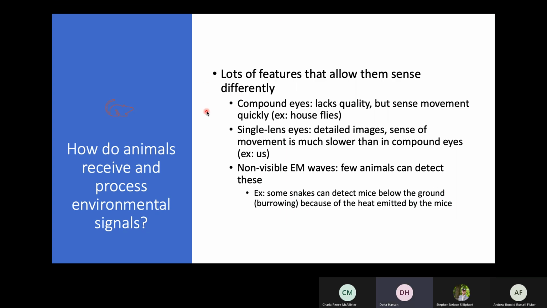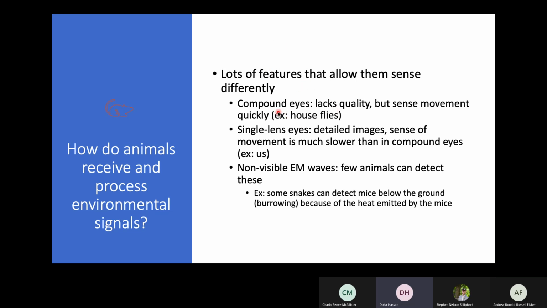So how do animals receive and process environmental signals? Well, basically, there are a lot of different features that allow them to sense things differently, and depending on the species, of course, they will have these different features and different combinations of the features, and all of that has to do with what their niche is. So, what is their way of life? What do they feed on? Where do they live? What is their habitat like? All these things play a role in that.